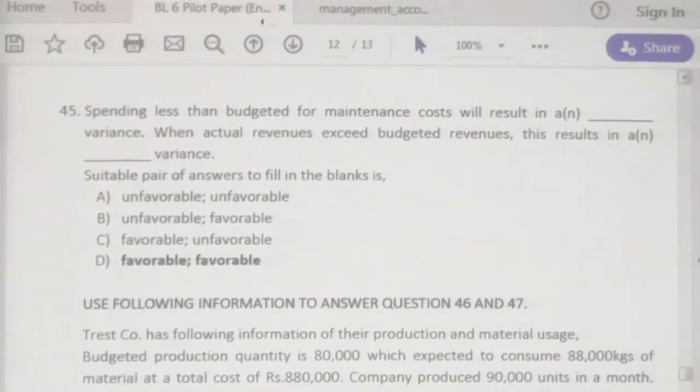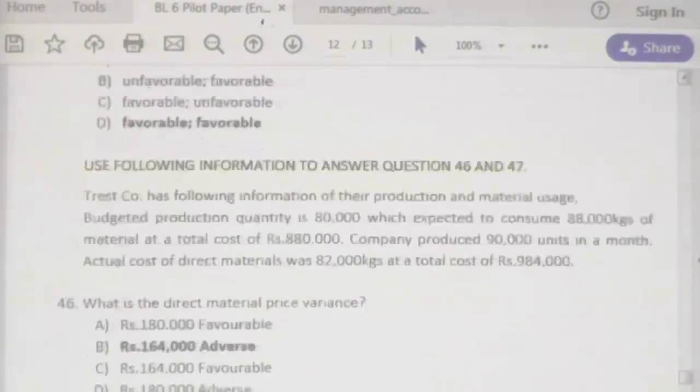Spending less than budget for maintenance cost. When you spend less than budget for cost, it is favorable. Therefore, the first blank is favorable. When actual revenue exceeds budget, again it is favorable. Therefore, the second blank is also favorable. Therefore, the answer will be D for these two blanks.